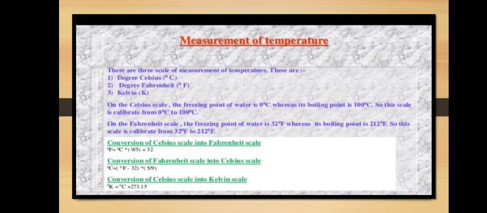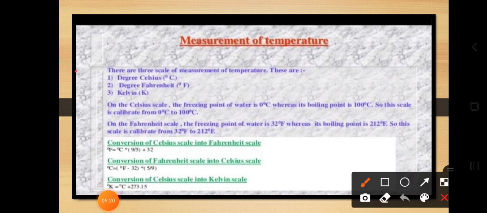Let us take a measurement of temperature. Okay. So, dear students, temperature is usually measured in 3 units: the degree Celsius, represented by °C, the degree Fahrenheit, that is °F, and Kelvin, which is only K, a capital K. On the Celsius scale, the freezing point of water is 0 degree Celsius, whereas the boiling point is 100 degree Celsius. So, the scale is calibrated from 0 degree Celsius to 100 degree Celsius.